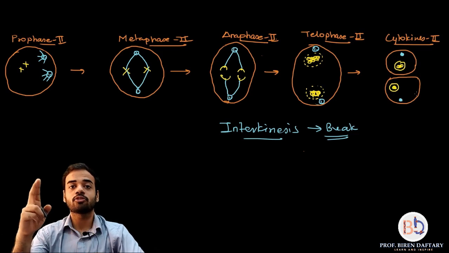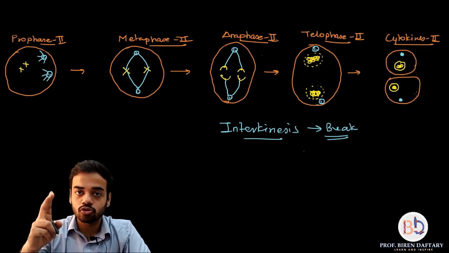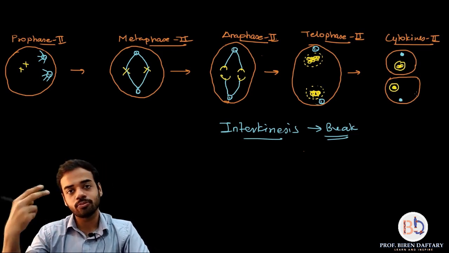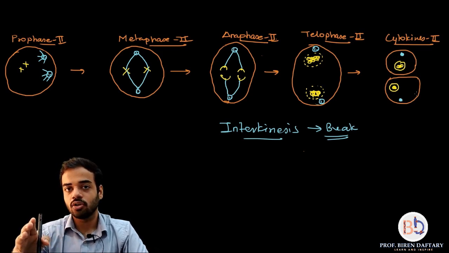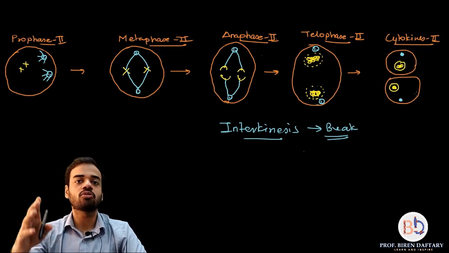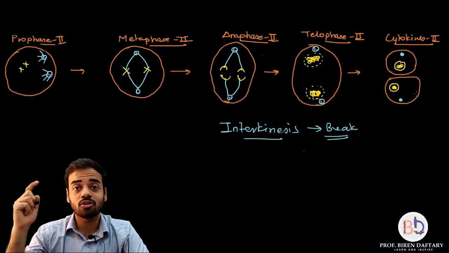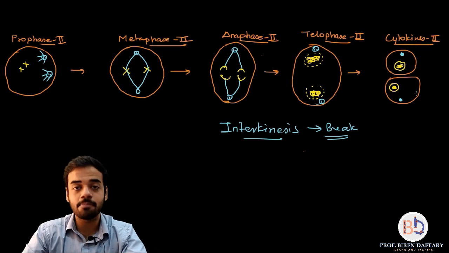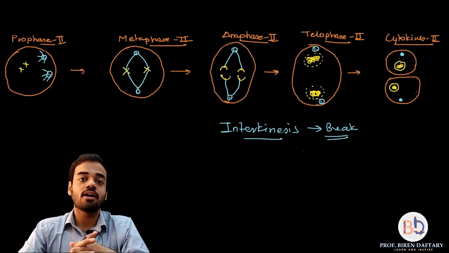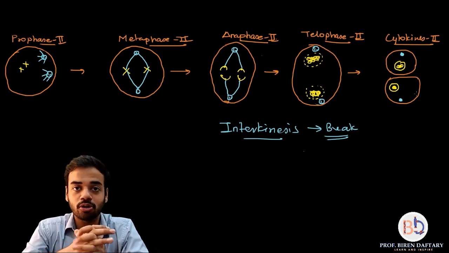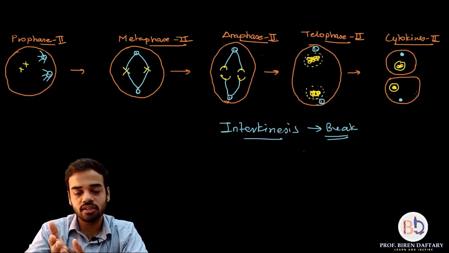Each cell is having how many chromosomes? 2 chromosomes. So in meiosis 2, does the chromosome number change? No, it doesn't change. In meiosis 2, the chromosome number remains the same, but in meiosis 1, the chromosome number in the daughter cells becomes half compared to the chromosome number of the parent cell. Is this clear? So we complete meiosis over here.